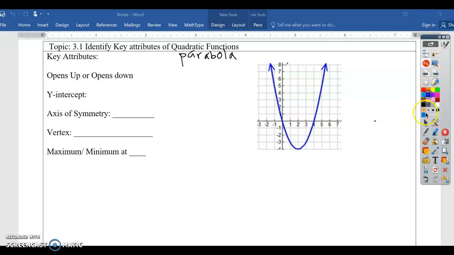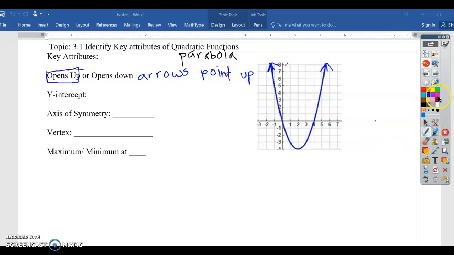Okay? And so in order to identify it, we have to know some certain things. So we have to first know if it opens up or it opens down. Well, if you look at these arrows are pointing up. So that means it's going to open up. Okay? Because the arrows point up.